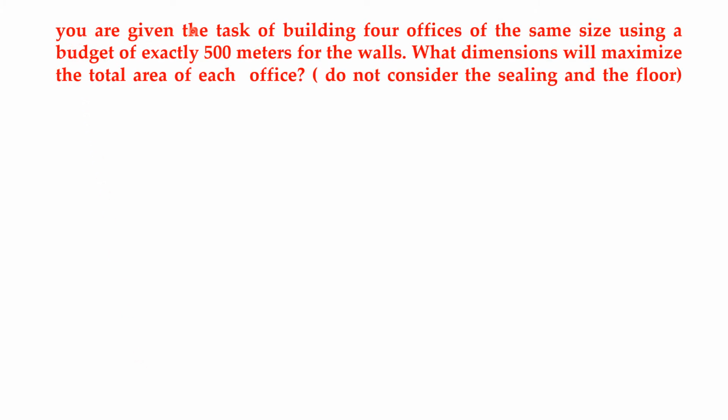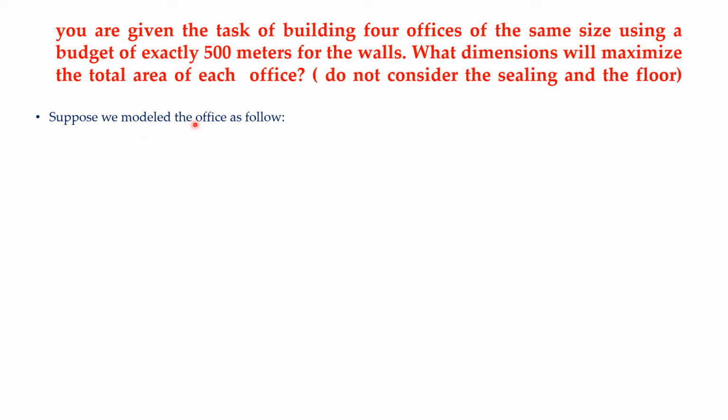You're given the task of building 4 offices of the same size using a budget of exactly 500 meters for walls. That means the budget will enable us to buy 500 meters of walls that we can set up the way we want. What dimensions will maximize the total area of each office? Do not consider the ceiling or the roof.